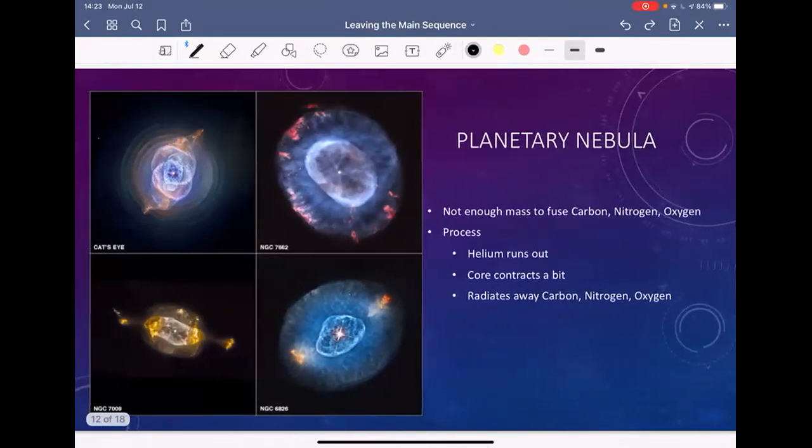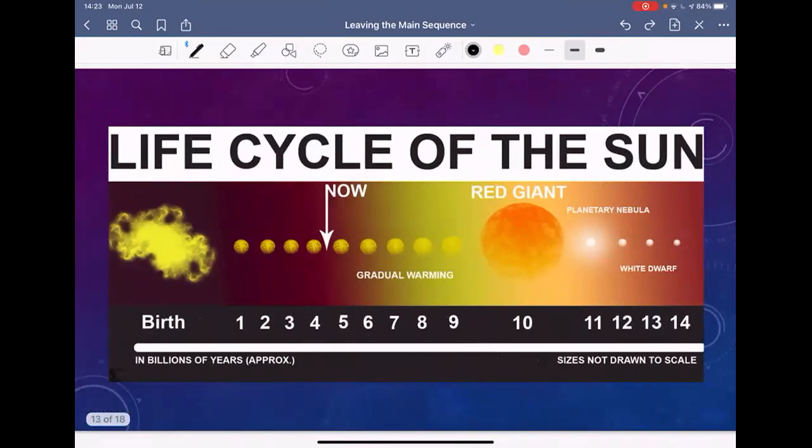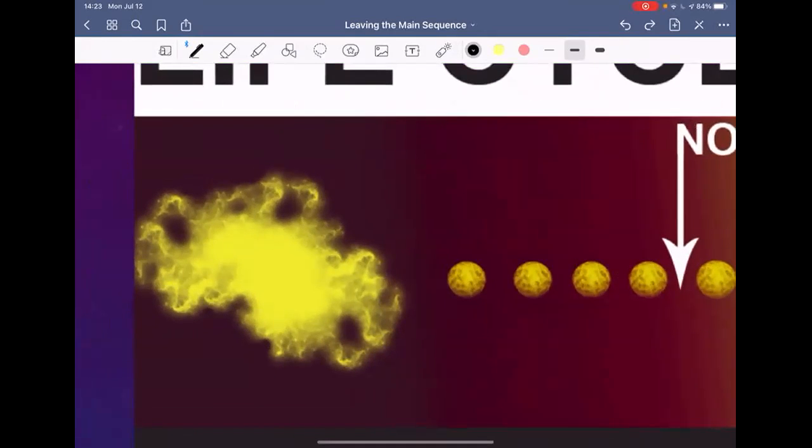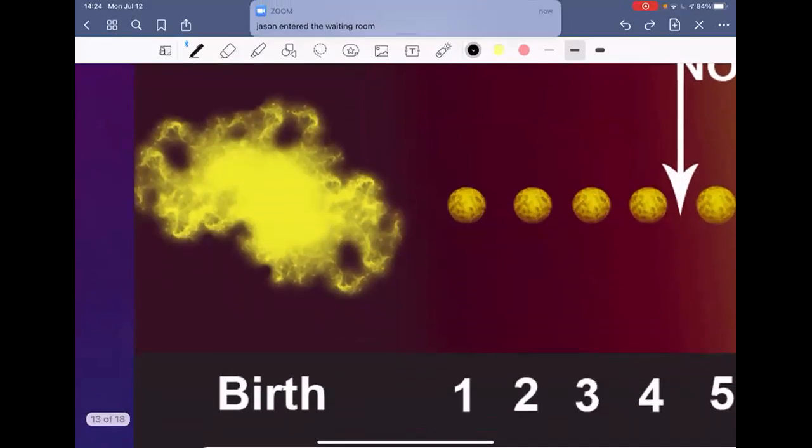All right, so that's a planetary nebula, the death of a normal low mass sun-like star. So this is what I call the life cycle of the sun. I want to put into perspective how long our sun has left to live and how quickly red giants appear and disappear. So our sun used to be a molecular cloud, like this, and it collapsed, turned into a protostar, and became main sequence.